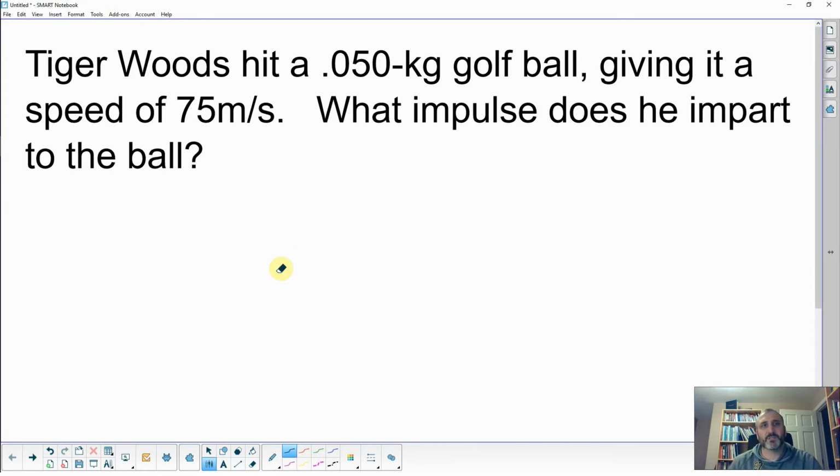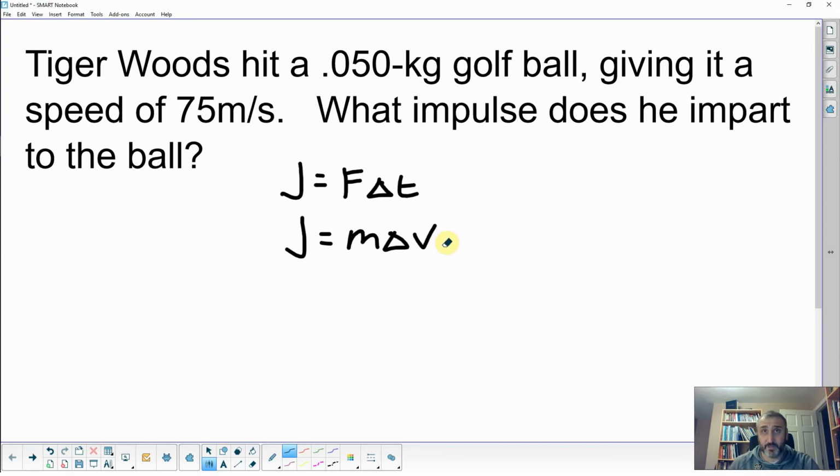Tiger Woods hits a 0.05 kilogram golf ball, giving it a speed of 75 meters per second. What impulse does he impart on the ball? Well, there are two equations for impulse. One is J equals F delta t, and we're not given a force or a time. The other equation is m delta v for impulse, so this is the one we're going to use.